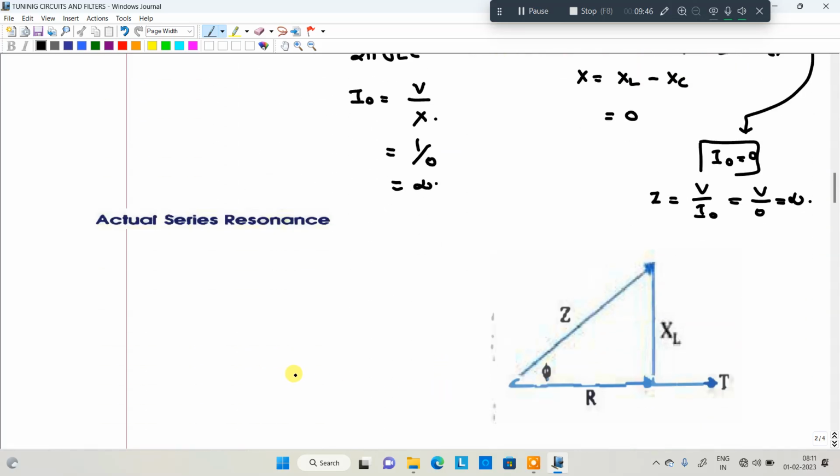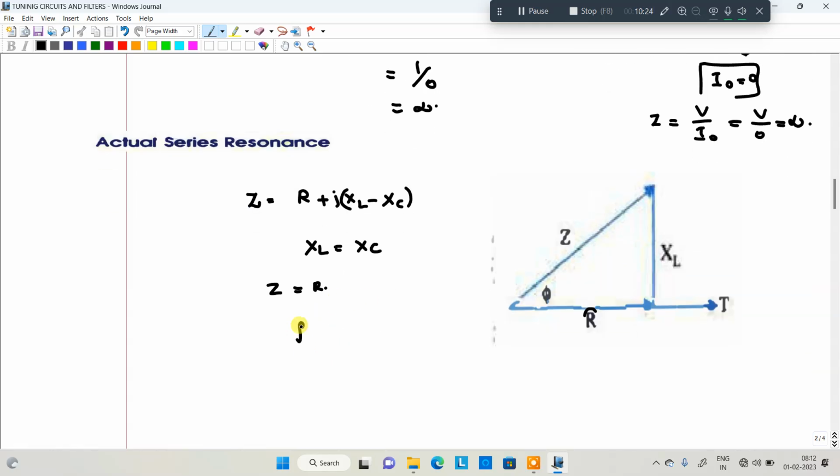Okay, so what actually is series resonance? In actual series resonance, resistance is also included in the circuit. This is a phasor diagram for the series circuit. In that, the impedance will be R plus j(XL minus XC), based on which value is more. In this particular case, I am taking XL to be more than XC. When XL is equal to XC, finally Z is equal to R, at the resonance frequency 1 by 2 pi root LC.